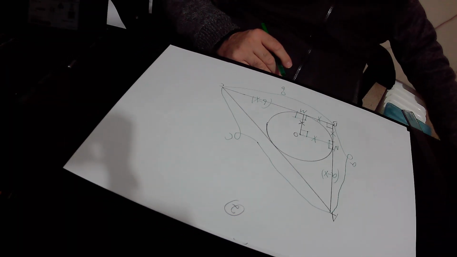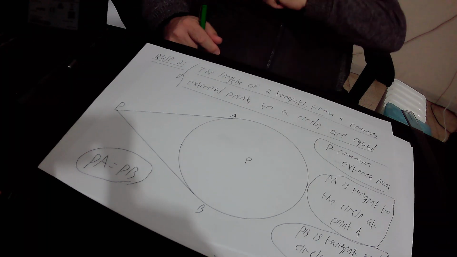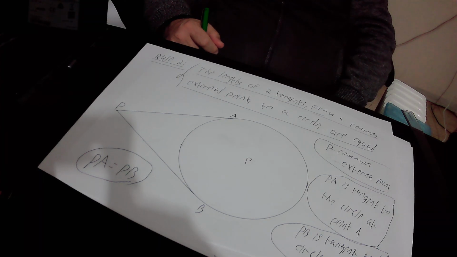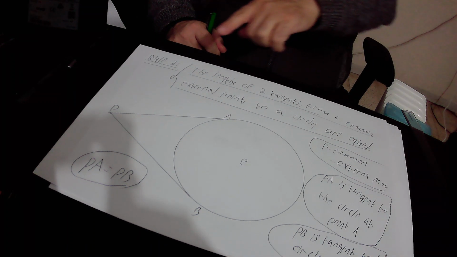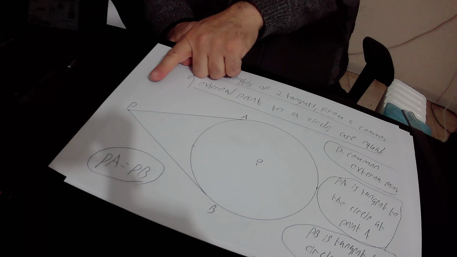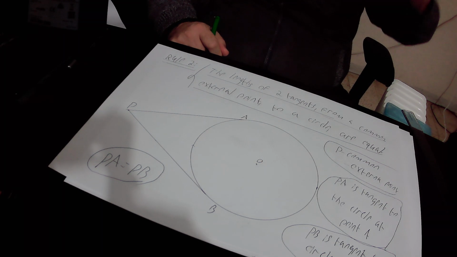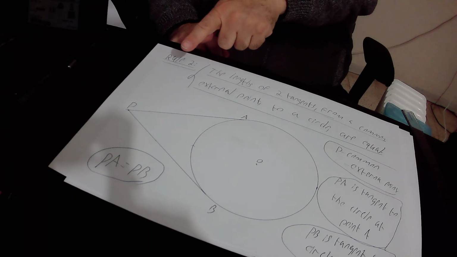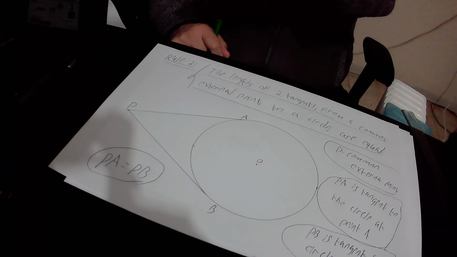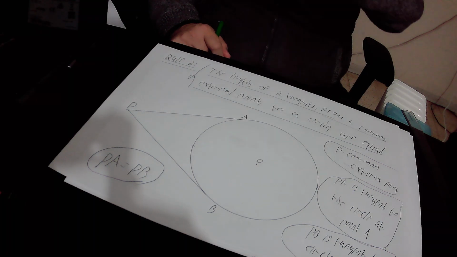So here we have rule number 2. According to rule number 2, the lengths of two tangents from a common external point to a circle are equal. We have the common external point P. From P, we have two tangents to the circle, tangent PA and tangent PB. Whenever you draw from a common external point two tangents to the circle, then the lengths of those two tangents must be equal to each other. In this case, PA equals PB.